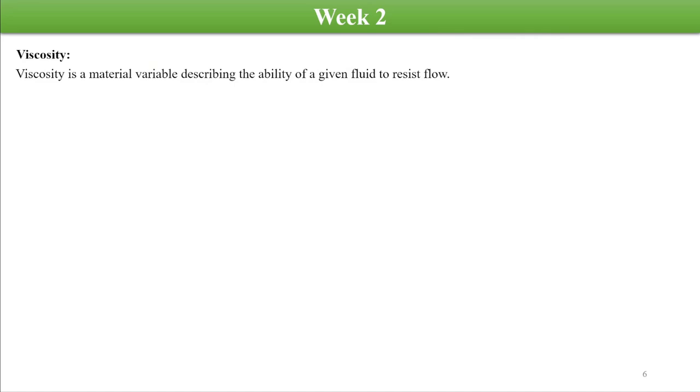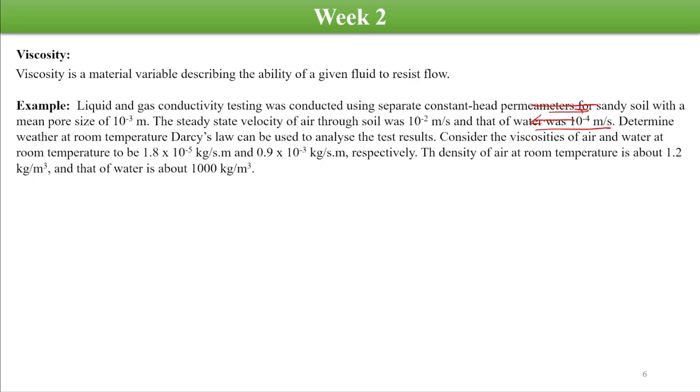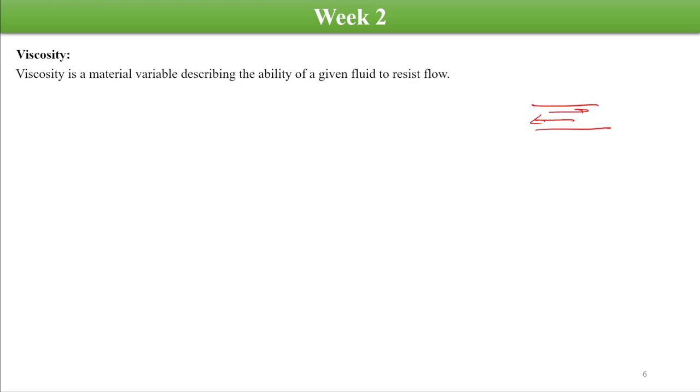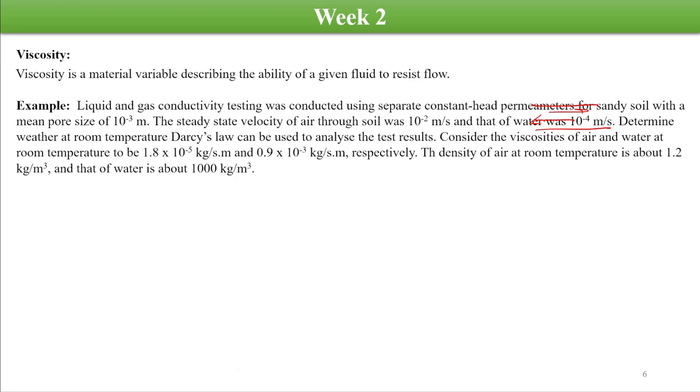Now we talk about the second term, that is the viscosity. The viscosity of a material is a variable which describes the ability of a given fluid to resist flow. Okay. So if there is a flow between two layers, then the viscosity defines how much resistance there is between the two layers of the liquid to resist their flow, right? And for the viscosity also, we'll do a small example.